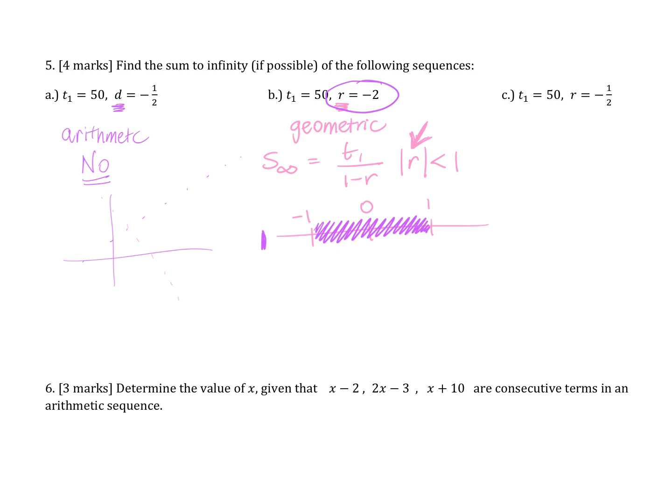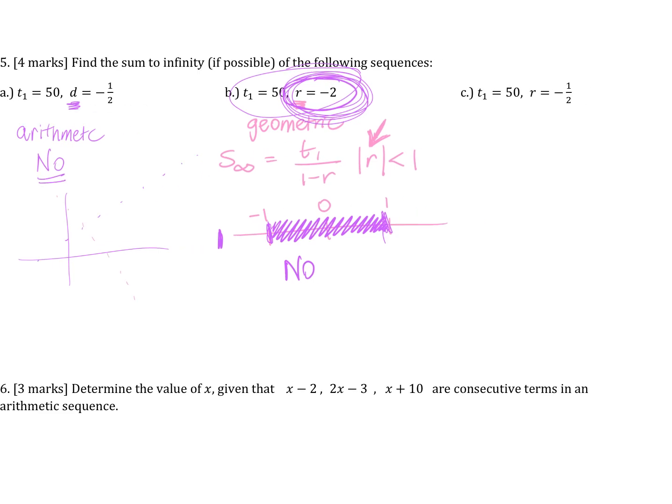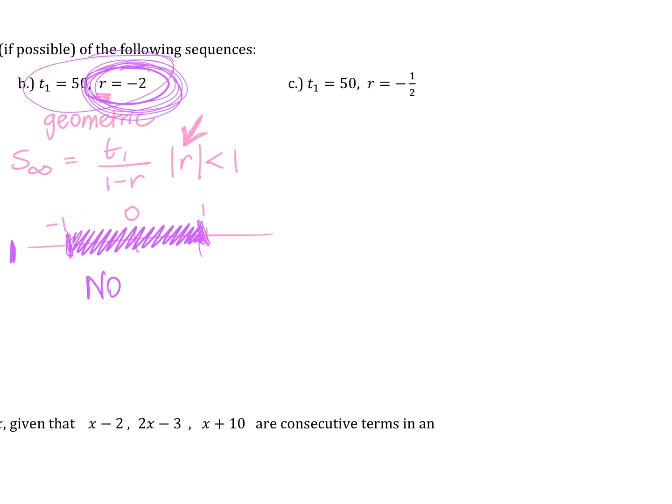Now here we've got r is -2. Can we find the sum to infinity? No, we cannot. And we had loads of people tripped up by that. We had people putting this into the formula and getting an answer that really made no sense at all. If we're finding the sum to infinity, we have to check that this r value is somewhere between -1 and 1. If it isn't, we cannot find the sum to infinity.